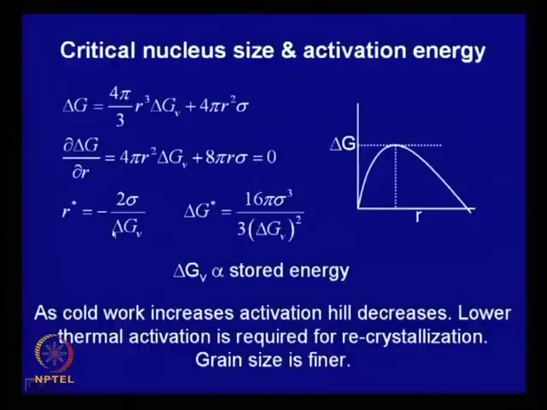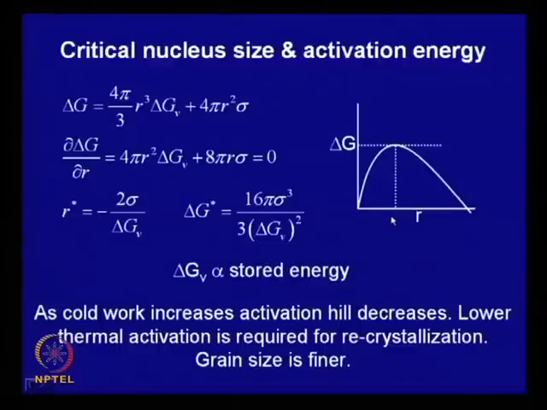So, in fact, this is negative. Therefore, this will be positive, the critical nucleus size is positive, and this is the activation hill, which is shown in this diagram. This is the delta G plotted against R. This is the activation hill, and this is the critical nucleus size.